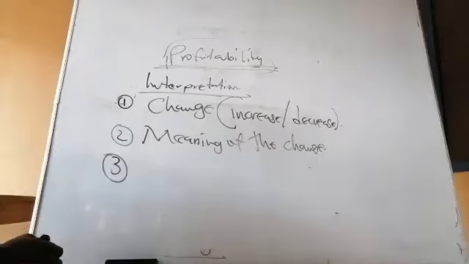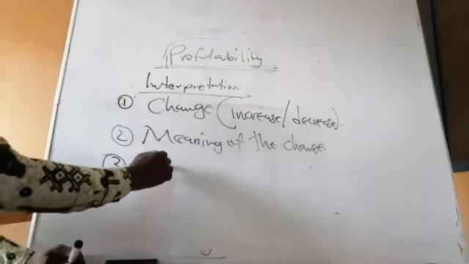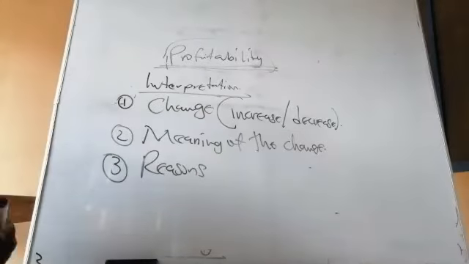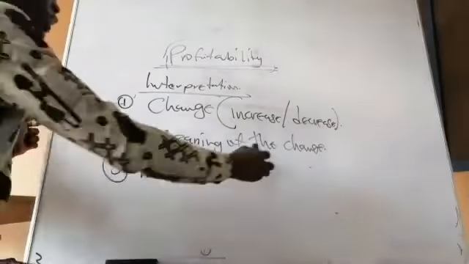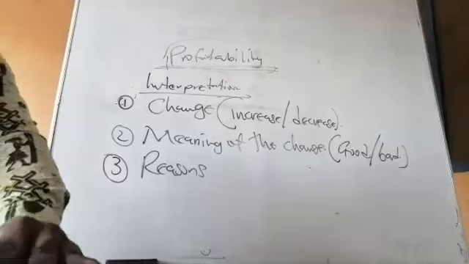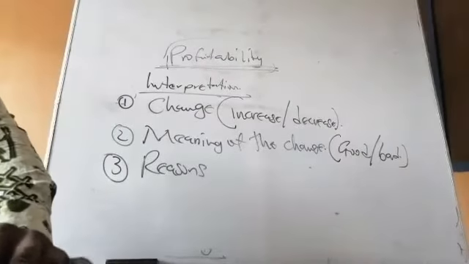Number three, assign reasons. Reasons for the change. Why do you think the ROCE or the operating profit margin has increased over the period? What caused that increment? But the meaning of the change, you can write good or bad. Some of the ratios, when they change, it's a bad signal, or they can also move to your advantage. And that's the performance of the organization.